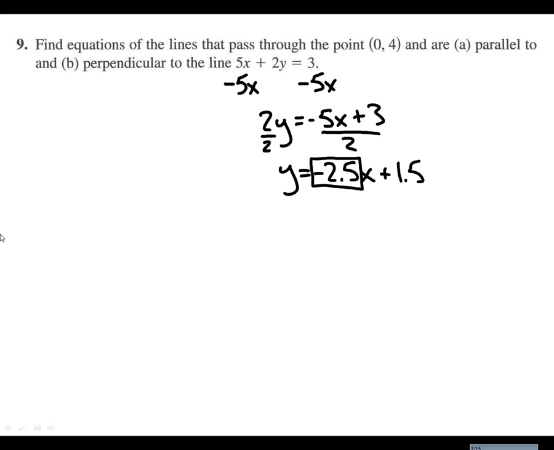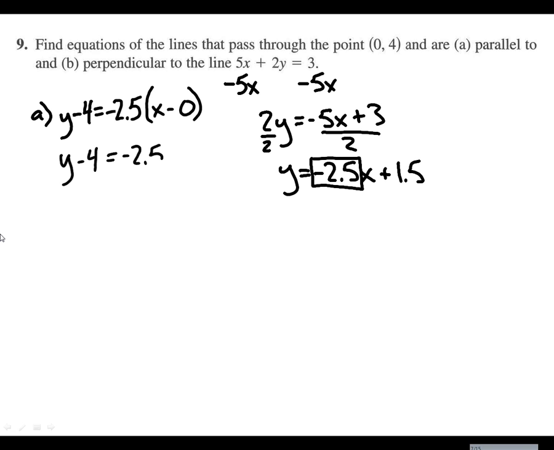First of all, we'll find our parallel line, and so we're going to have a point (0, 4), so we'll use our point-slope form. y minus 4, our y value, equals our slope times (x minus 0), and so we're going to have y - 4 = -2.5x. And so if you distribute it, let's look at what we've got right up here.